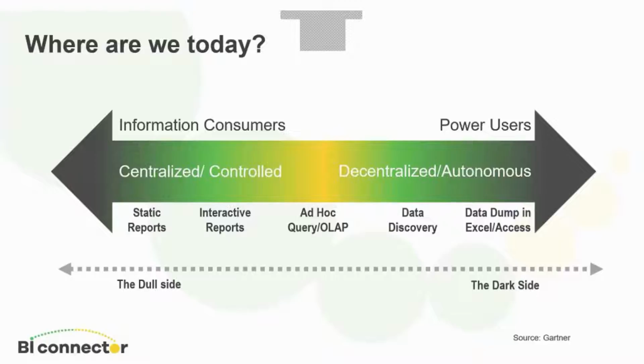On the other side, the power users who are impatient and who want to take matters into their own hands are on what we call the dark side. They're not able to wait for the data to become accessible through their IT-driven processes. So they're taking things into their own hands, taking data out of their existing environments and dumping it into Excel, Access, etc. So this we call the dark side of the enterprise.